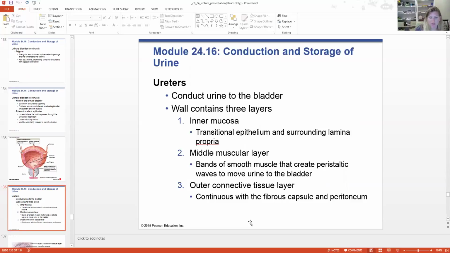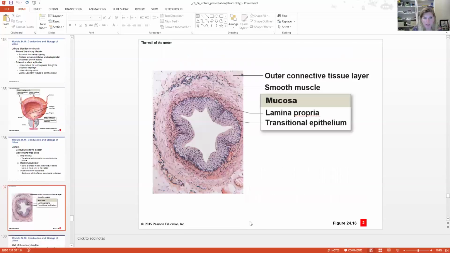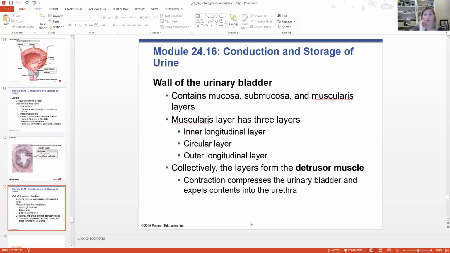That inner band of muscle is smooth muscle, right? It's going to move in like a peristaltic fashion and contract in that same manner. There you see a nice cross section. You can see those 3 layers: the mucosa, transitional epithelium, the smooth muscle layer, and then the outer connective tissue layer. The urinary bladder itself has a mucosa, a submucosa, and a muscularis layer.